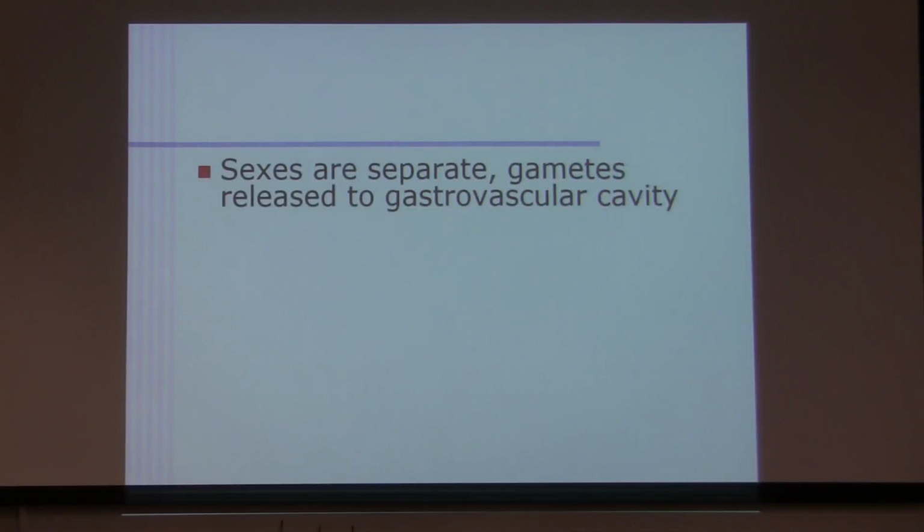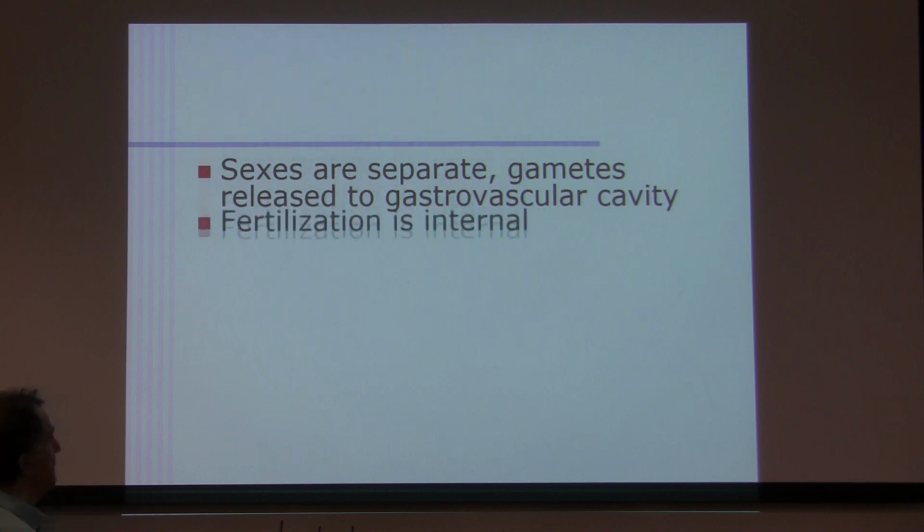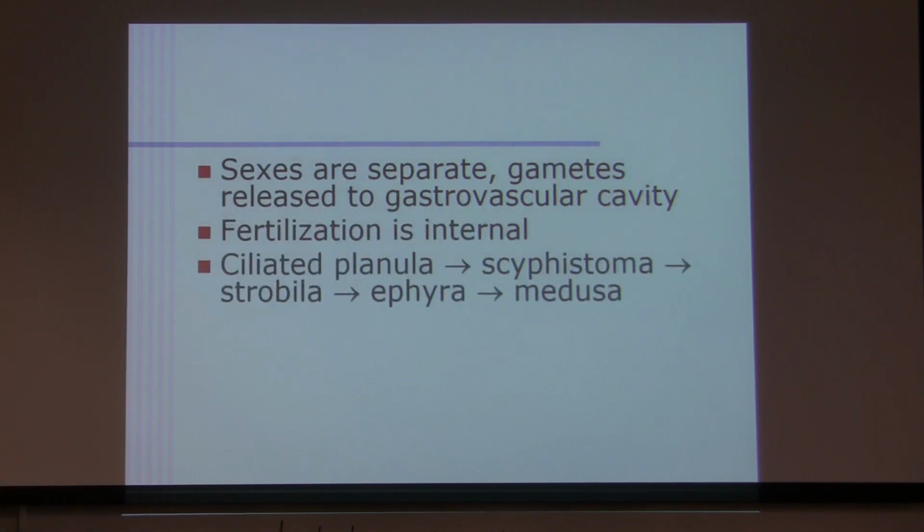Sexes are separate, so they are dioecious. Gametes are released to the gastrovascular cavity. Fertilization is internal. Then the ciliated planula. Oh yes, you should know this.